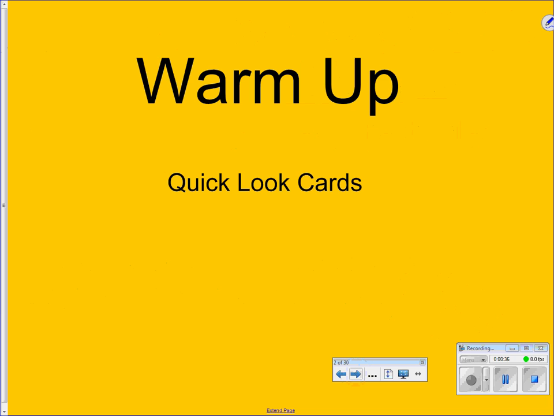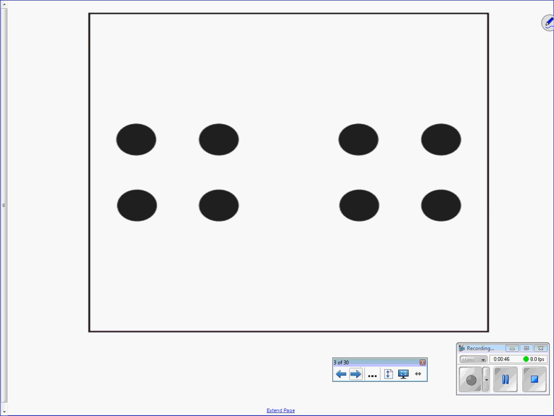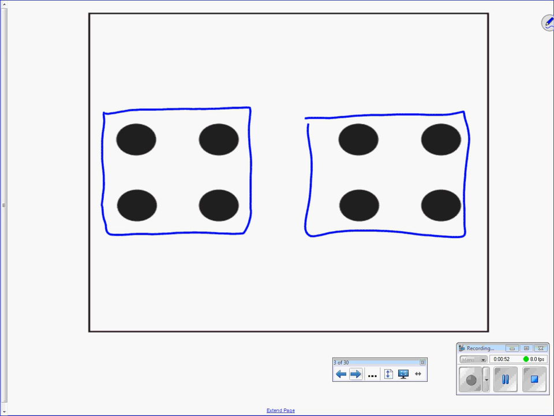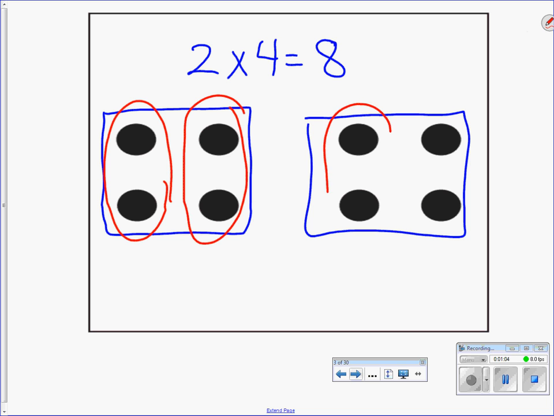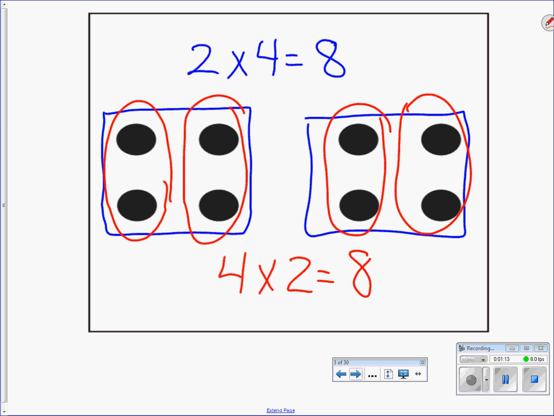To get us started, we're going to have a little warm-up, and the warm-up is Quick Look cards. We're going to look at them a little differently since you're at home and we can't see what you recognize. If I look at this, I should be seeing two groups and 4 in each group, and I would write that as 2 times 4 equals 8. Or you may have seen it as groups of 2. In this case, you would have 4 groups and 2 in each group, which would give you 8.